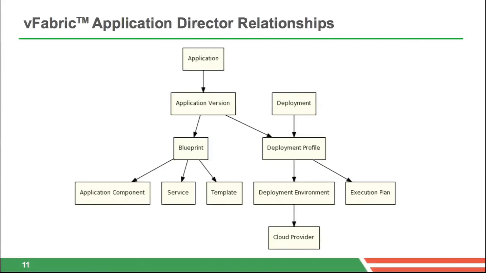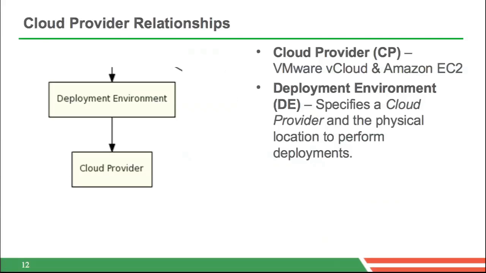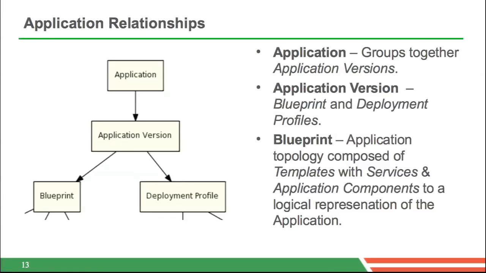This is a general relationship of some of the concepts, and I'm going to go through each section one by one. So the cloud provider relationships: a cloud provider in Application Director terminology represents vCloud and EC2, and the deployment environment uses a cloud provider and represents the physical location within the cloud where you specifically want to deploy. In the application relationships, the application just groups together application versions. Just as you normally would have a release with multiple versions, you give an application name and you can group these versions together.